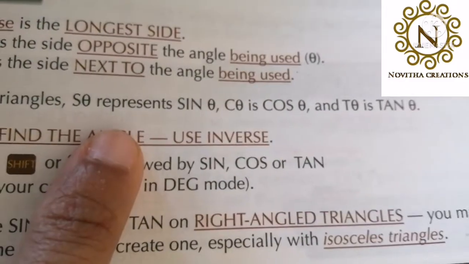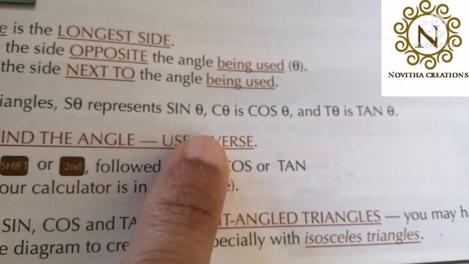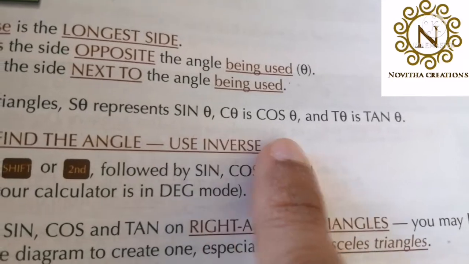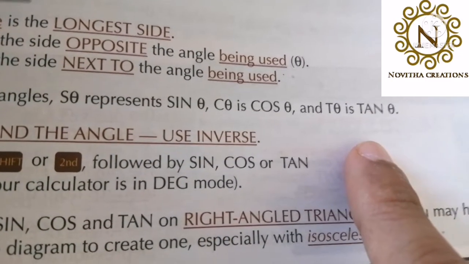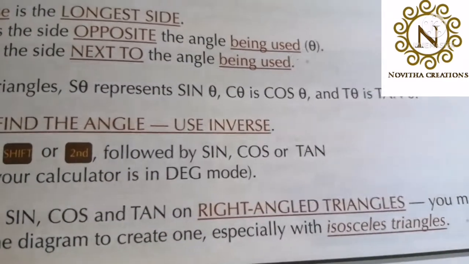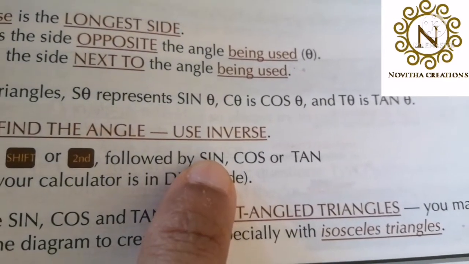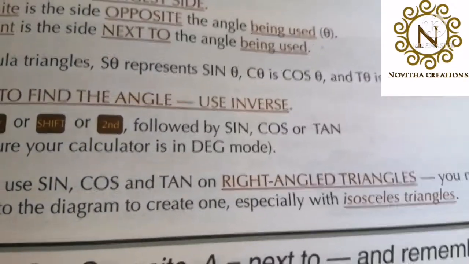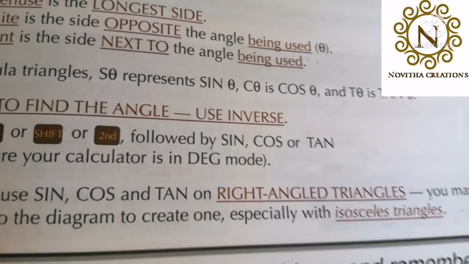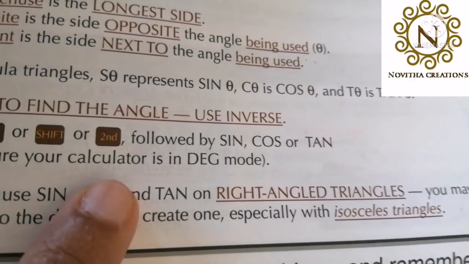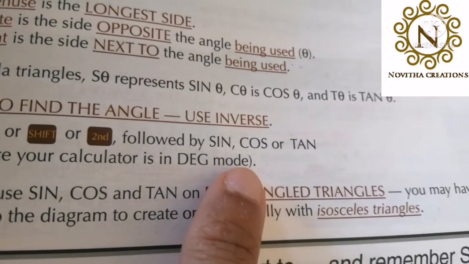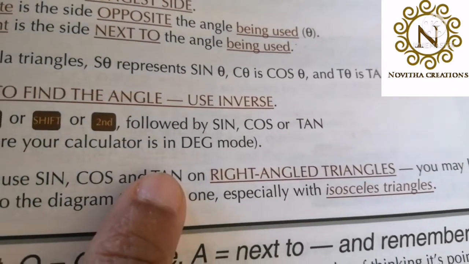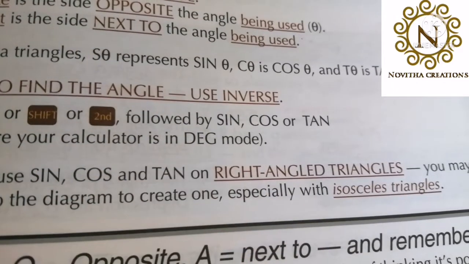In the formula triangles, S theta represents sin theta, C theta is cos theta, and T theta is tan theta. Remember to find the angle, use inverse. So for a scientific calculator, you need to press inverse or shift or second, followed by sin, cos or tan, and make sure your calculator is in DEG mode.